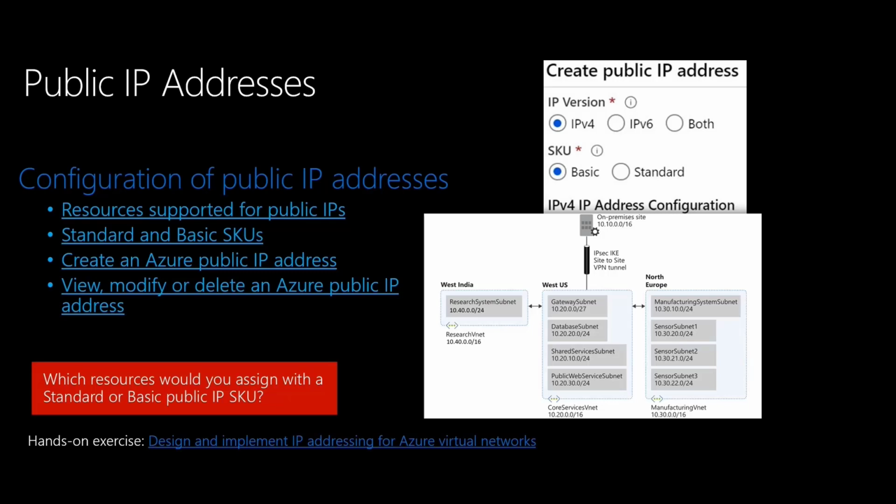Standard IP addresses can be assigned to all the things that we mentioned before with the basic SKU, but they can also be assigned to standard SKU public load balancers. That's not possible with the basic SKU. And as mentioned, the standard SKU does support availability zone scenarios. So think about scenarios where you would have to make a decision about whether to use a standard or basic public IP for a given network resource or configuration.